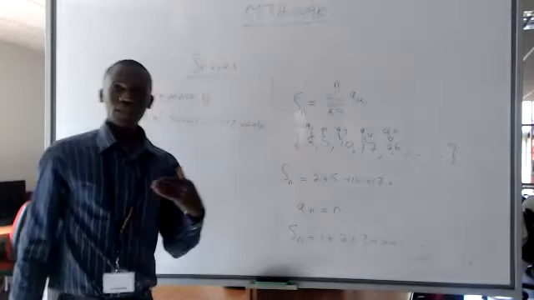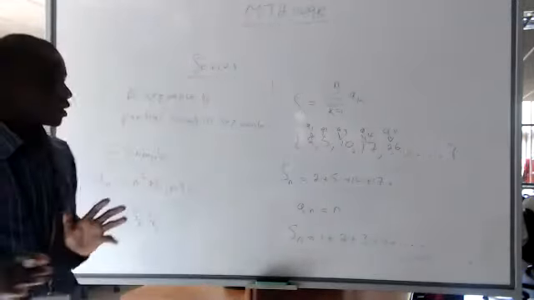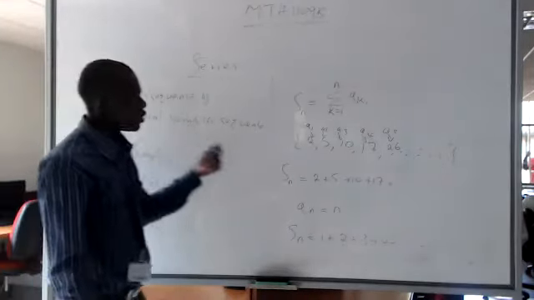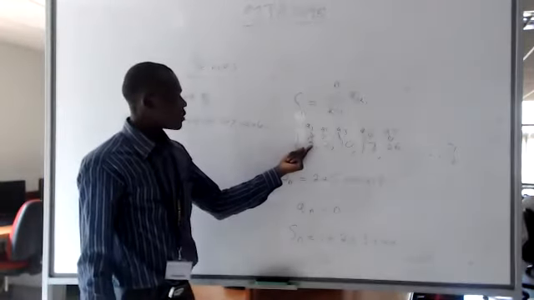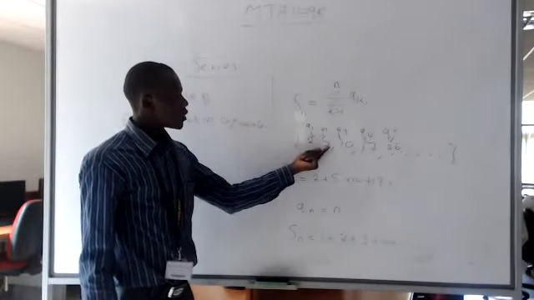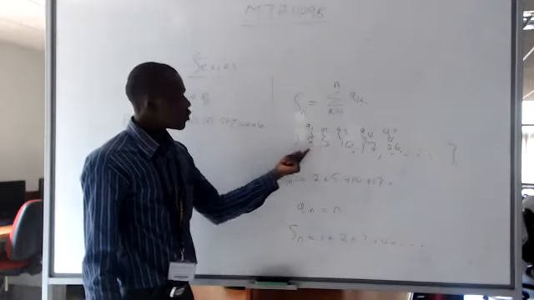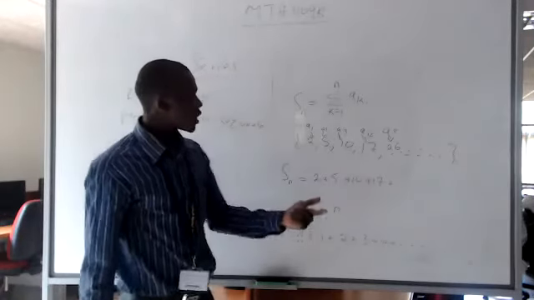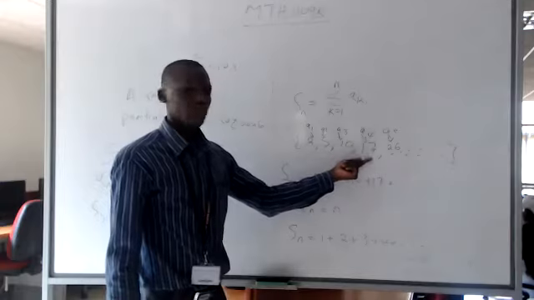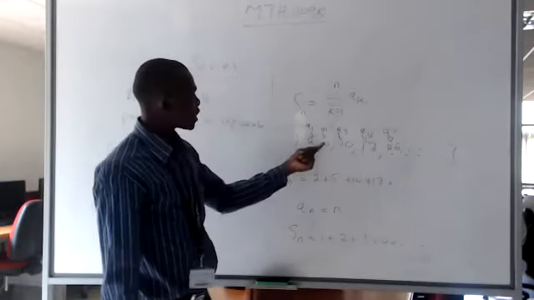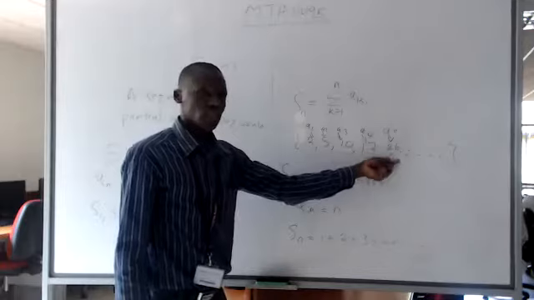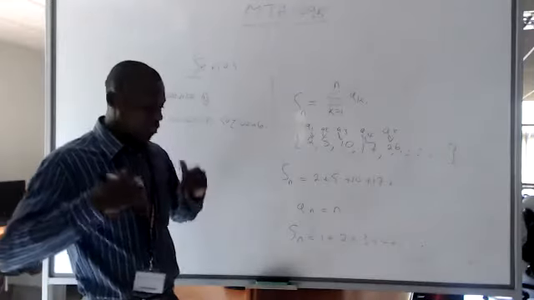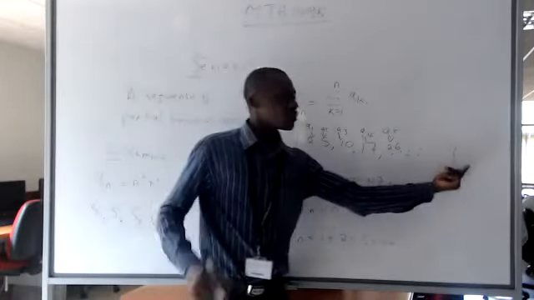Now for this sequence, we want to define a series. We have said a series is simply a sequence of partial sums. So how do you compute partial sums? The first partial sum is 2. The second partial sum is 2 plus 5. The third partial sum is 2 plus 5 plus 10. The fourth partial sum is 2 plus 5 plus 10 plus 17. The fifth partial sum is 2 plus 5 plus 10 plus 17 plus 26, and so on and so forth. The nth partial sum will contain the sum of the terms from the first term up to the nth term.